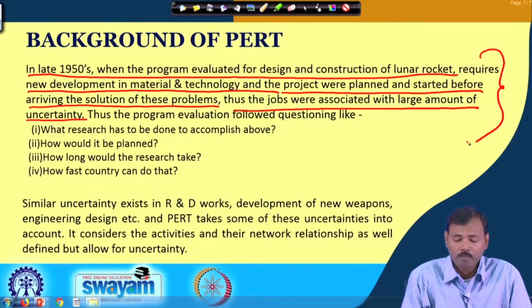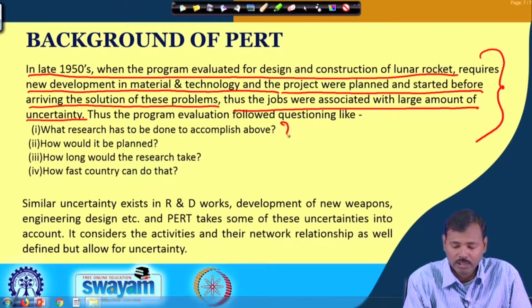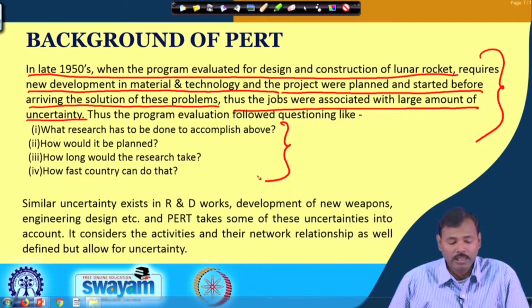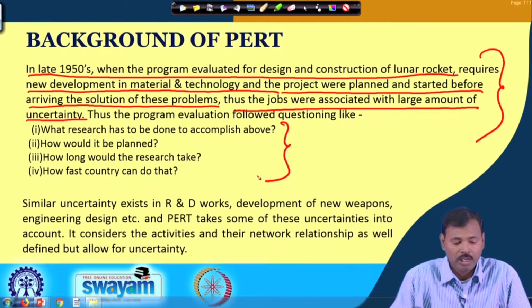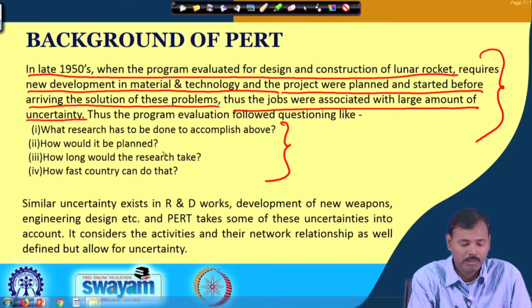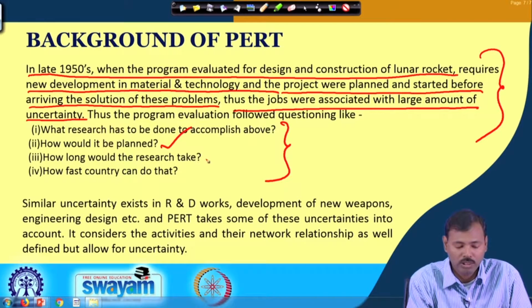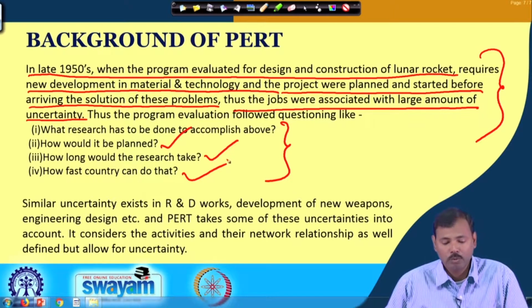So the questions were framed this way: what research has to be done to accomplish the above, how would it be planned, how long would the research take, and how fast can the country get this Polaris ballistic missile as its weapon.